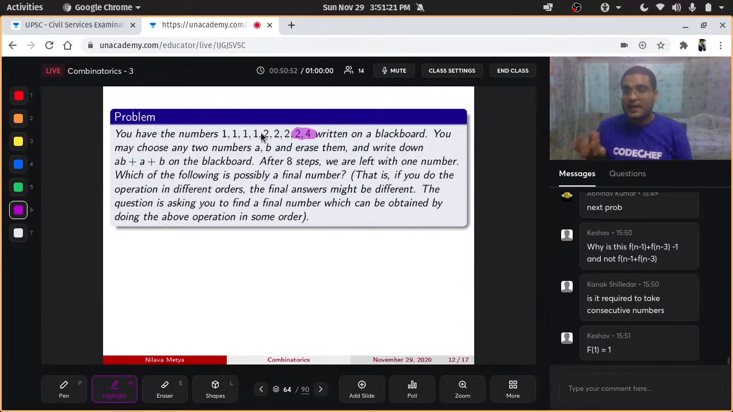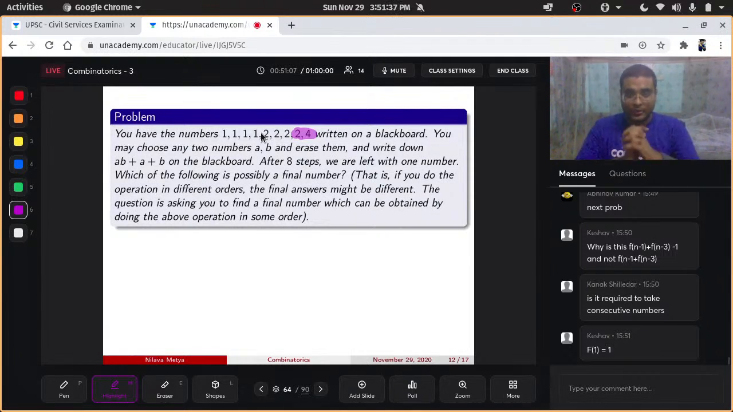So maybe the last number that is remaining, maybe it is different. Maybe for me, the last number is different. Maybe for them, the last number is different. Because you can see that it kind of depends on the order. I'm saying that I'm taking any two numbers.